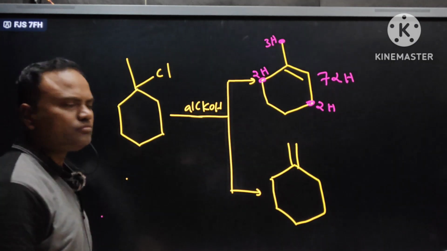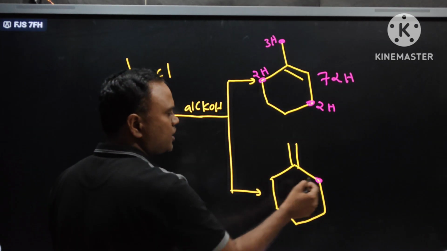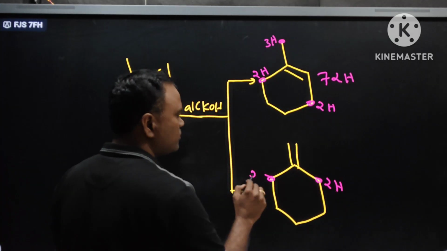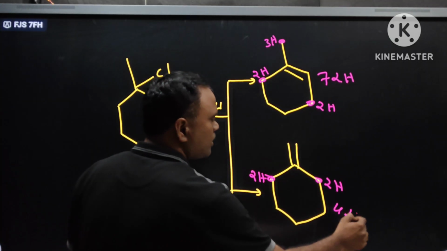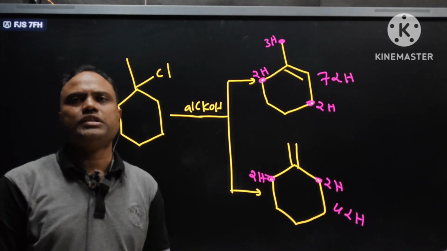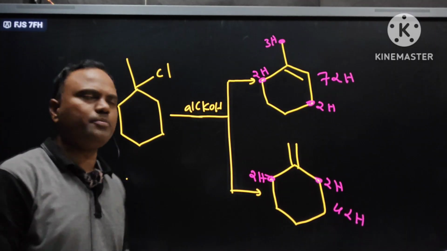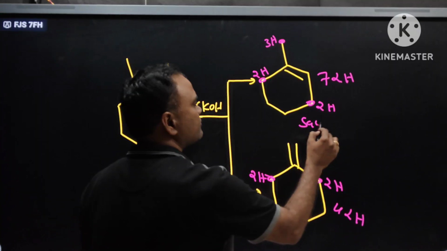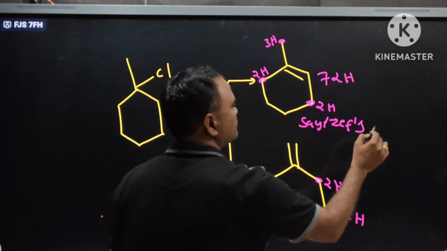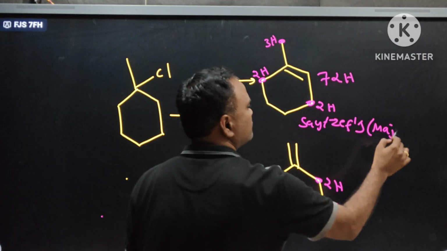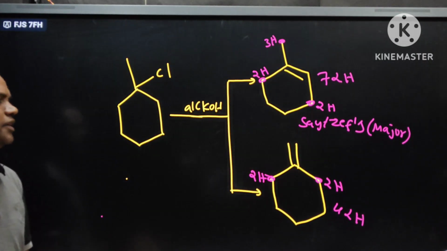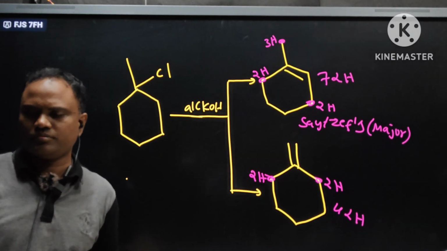Clear? Now in this case, this is alpha, this is alpha. Here 2 hydrogens we have, here 2 hydrogens we have. Total 4 alpha hydrogens only. If the number of alpha hydrogens is more, that is said to be Saytzeff's product and the major product. This is Saytzeff's product and major. I'll tell you how we will get these two.